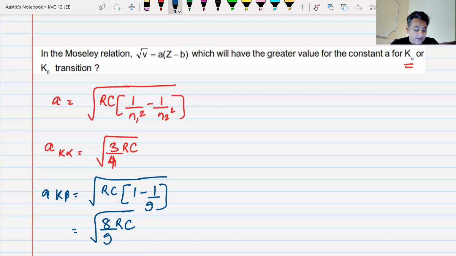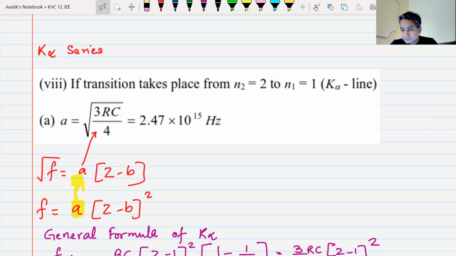How did you get this value of A? I'd already given you the formula here. Chalo. Do we understand this? What is the answer?